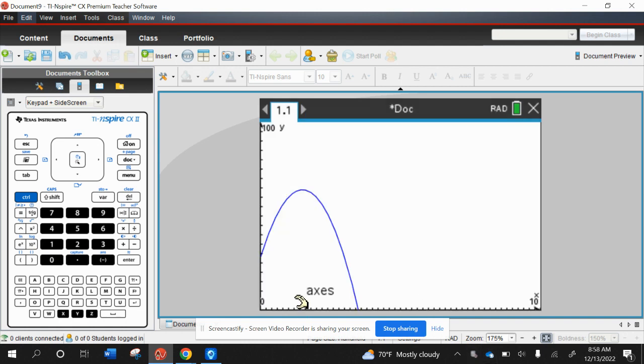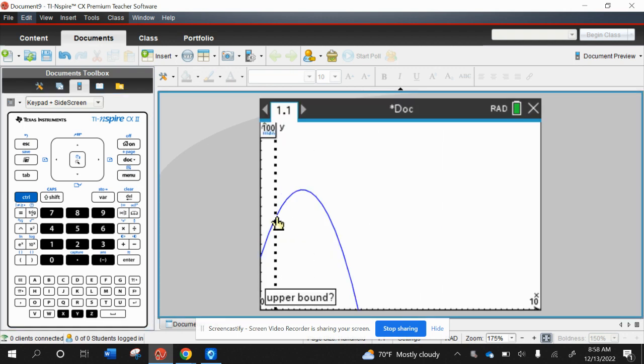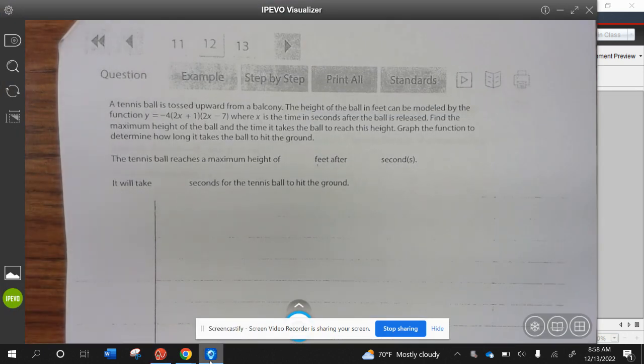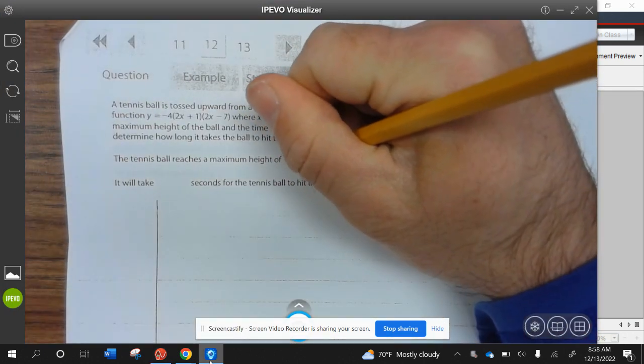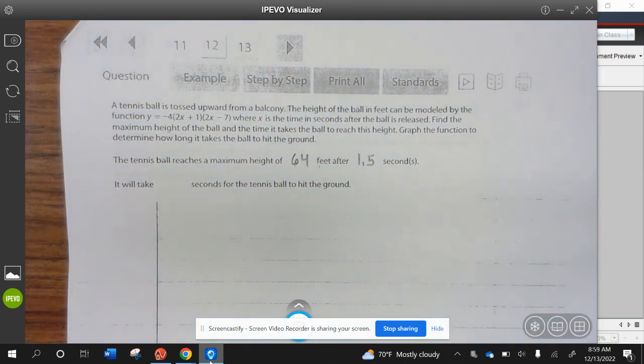Press OK. Now we can see the path of our ball, and we want to find the maximum height right here. So we're going to go to menu, analyze graph, maximum, click, drag. So our maximum height is 64 feet in 1.5 seconds. So the tennis ball reached a maximum height of 64 feet after 1.5 seconds.